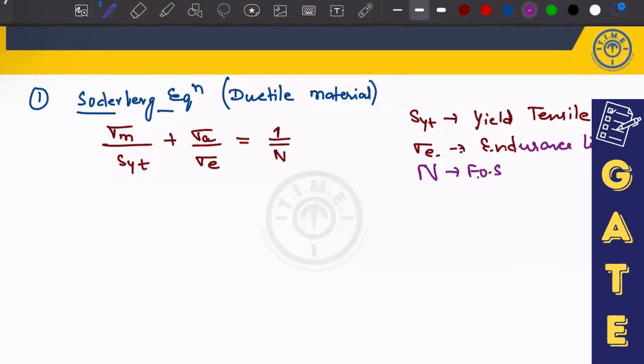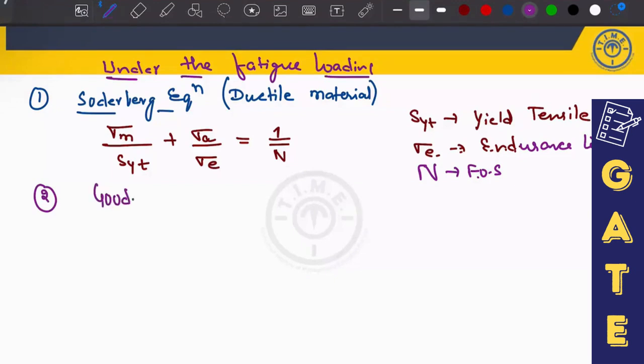So now you can design based on the dynamic loading. This is under the fatigue load, that means dynamic load, fatigue loading. Now the second one will be the Goodman equation of line.